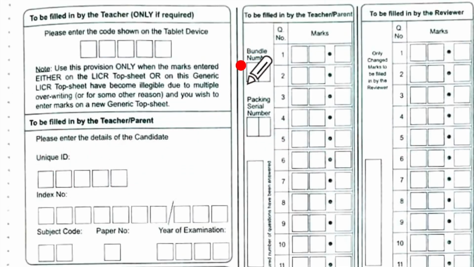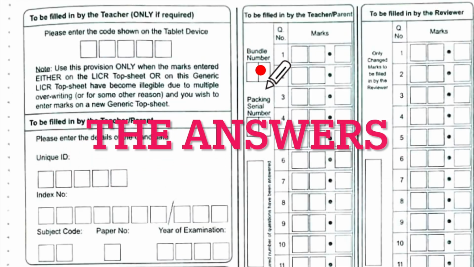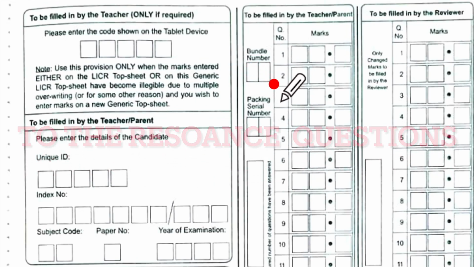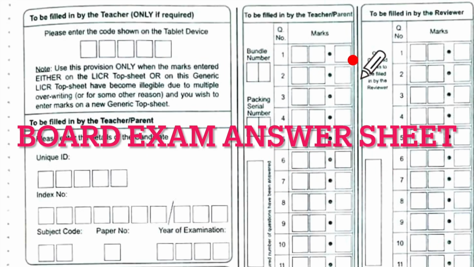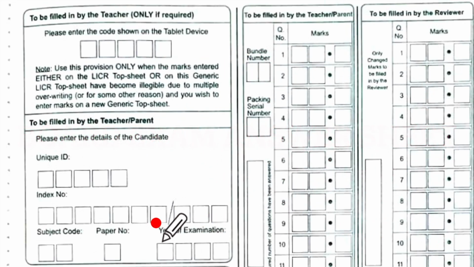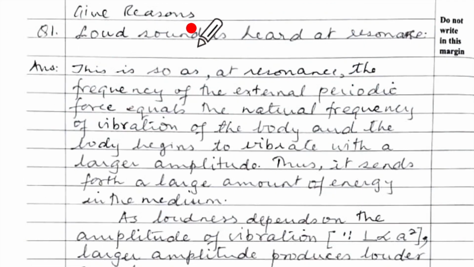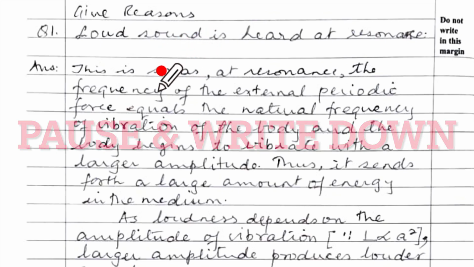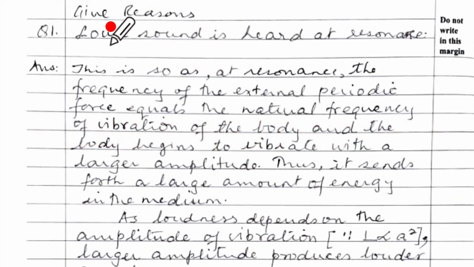In this video, you will see how to write the answers for resonance of the ICSE physics syllabus for the board exam. This is how your board examination face of the answer sheet looks like. In ICSE class 10 physics board examination, resonance is an important concept on which many application questions are asked. To begin with, let us look at 5 give reason questions which are very popular.